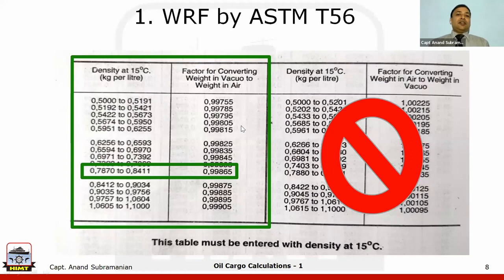We also use another table called table 56, that is WRF, weight reduction factor. So we don't use this right hand side part of it, only the left hand side part is used. But we have seen, as in the last class, if you have seen, we don't actually have to use this also.